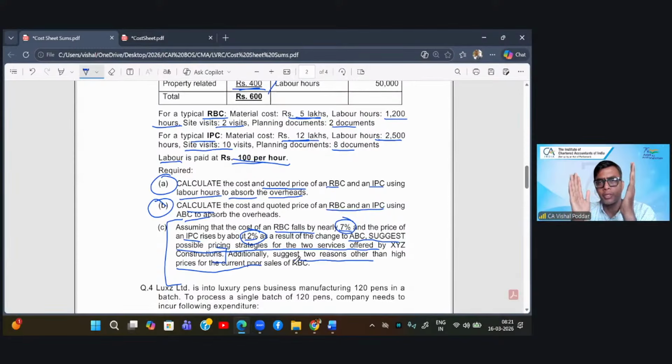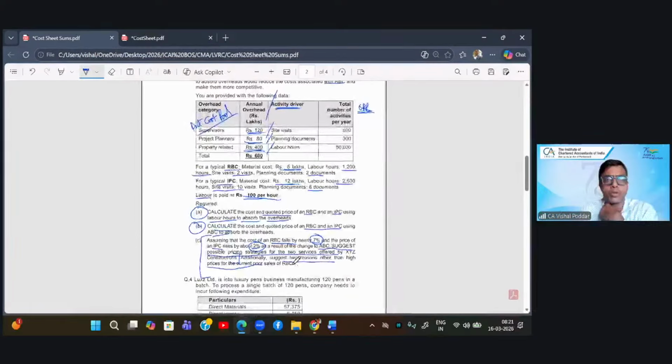I hope, students, the entire question with the answer is understood by everyone. Everybody is clear with this entire part. Students, does anybody have any doubts or questions relating to this question? This question was a combination of cost sheet plus ABC plus the pricing strategy theory part. Right? Understood, students? Good. Very good.